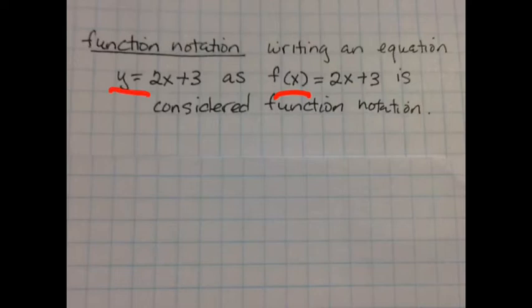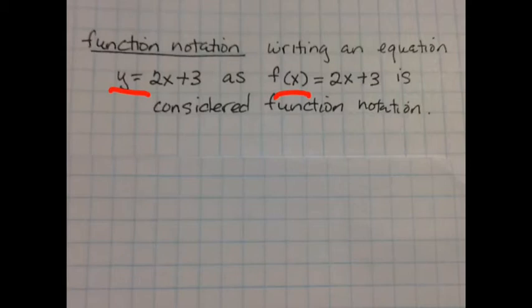So here it is. Function notation is simply writing an equation, like y equals 2x plus 3, as f of x equals 2x plus 3. This is considered function notation. Not a big deal, and as a matter of fact, it becomes quite handy. I'll show you what I mean.